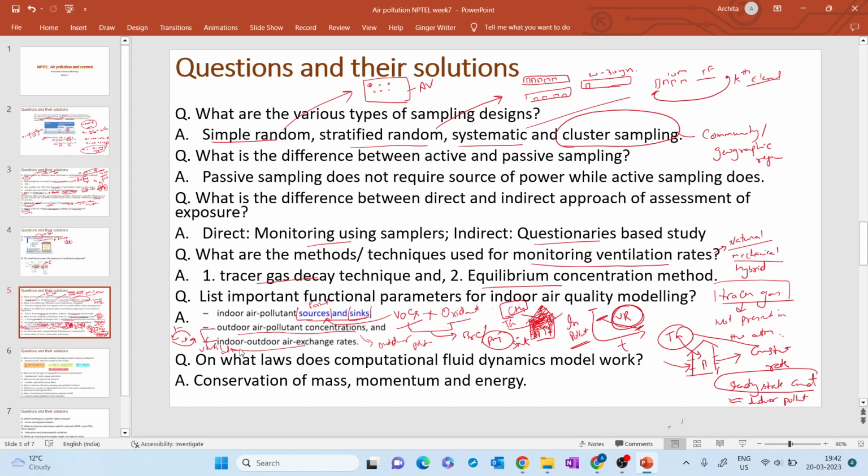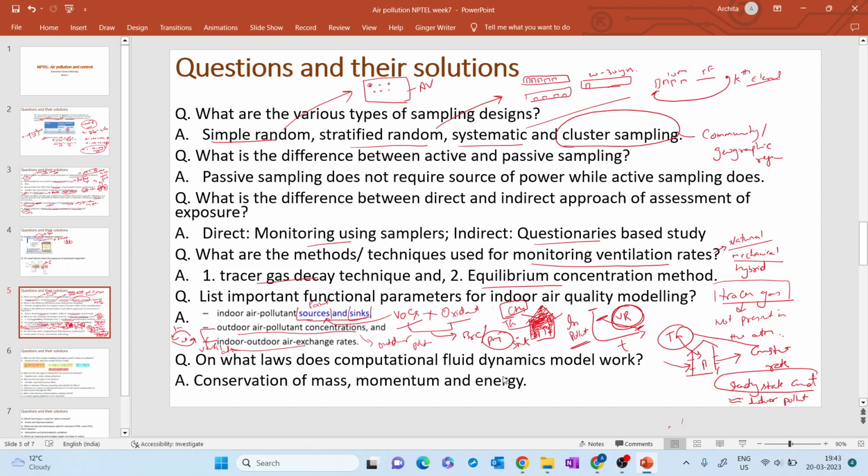Now there are different models that have been discussed. One of them is computational fluid dynamics models. This model tries to understand the flow of pollutant in a particular environment. Fluid dynamics means you model how much pollutants are moving from one place to another in a room or in general.